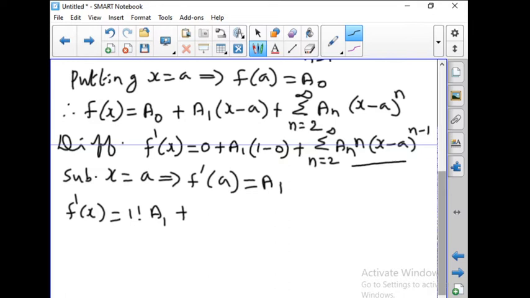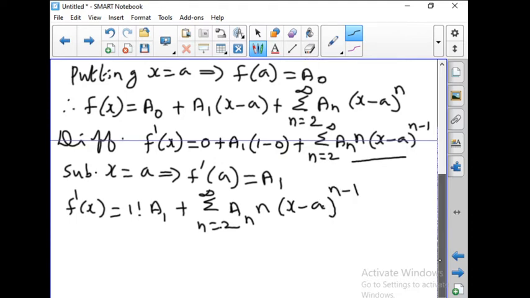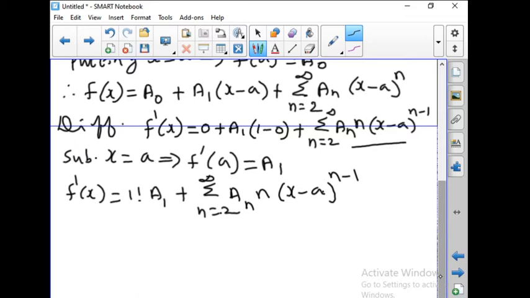Plus, you take this, n is equal to 2 put. If we put n equal to 2, what will you get? So f dash of x is equal to 1 factorial into a1 plus, what is the next one? Sigma n is equal to 2 to infinity an into n into x minus a the whole power n minus 1. This is the term, because f dash of a is a1.